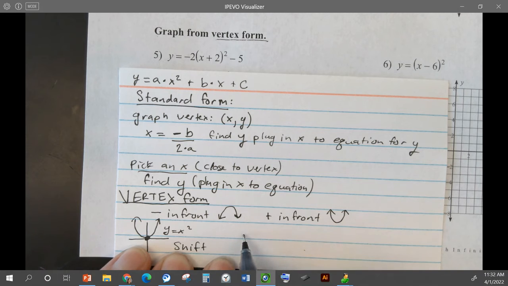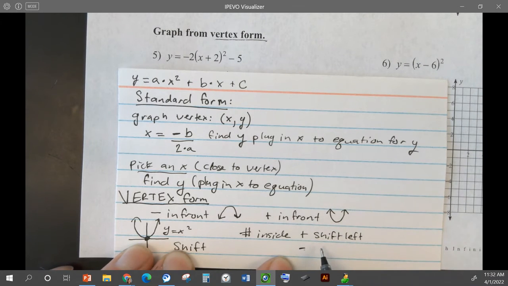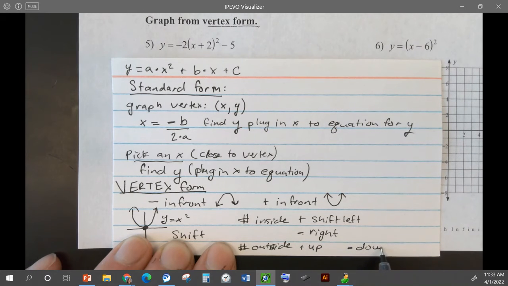But I might write this, that if there's a number on the inside of these parentheses, then if it's positive, we have to shift left. If it's negative, we're going to move it right. So that's one. And then if our number is on the outside, if it's positive, the graph will go up. If it's negative, the graph will go down.